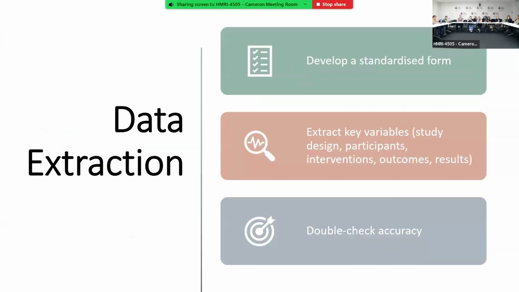And data extraction. So the best thing to do, and again, we used to do this in Excel, but things are clever now, is develop a standardized form. That again is based on your protocol and what you wanted to look at. You'll extract the key variables. These are things like study designs, number of participants, interventions, outcomes, results.